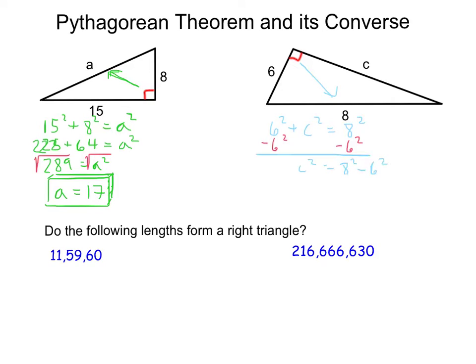Evaluate what 8 squared and 6 squared are. And that's going to lead me to 64 minus 36, so I know what C squared is. Trying to solve for C, I have to take the square root of both sides, but the square root of 28, I'm not going to leave it like that. I want this in simplest radical form.